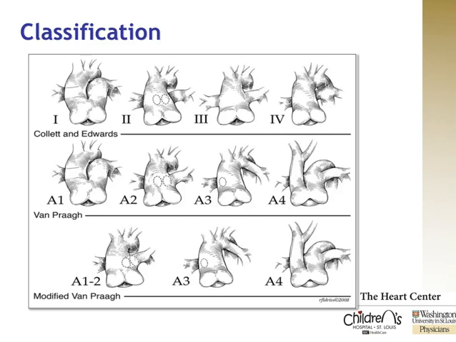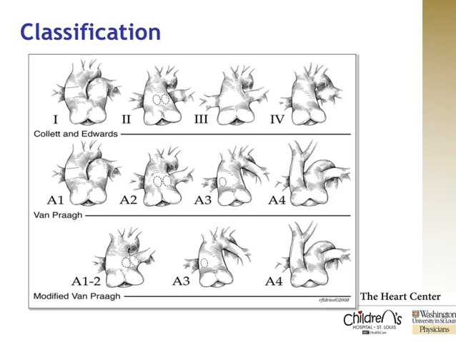There are a couple of classification schemes that have been described for Truncus arteriosus. The Collett and Edwards scheme was first reported, and then later Van Praagh reported a similar but somewhat different scheme that's subsequently been modified to what most people rely on now. And the type 1 truncus usually refers to the fact that there's a main pulmonary artery segment that comes off the truncal root before bifurcating into left and right components.